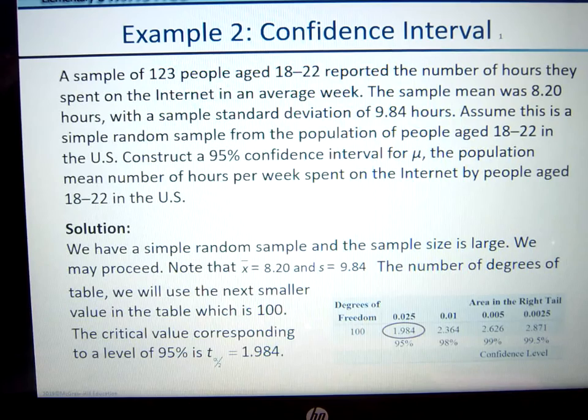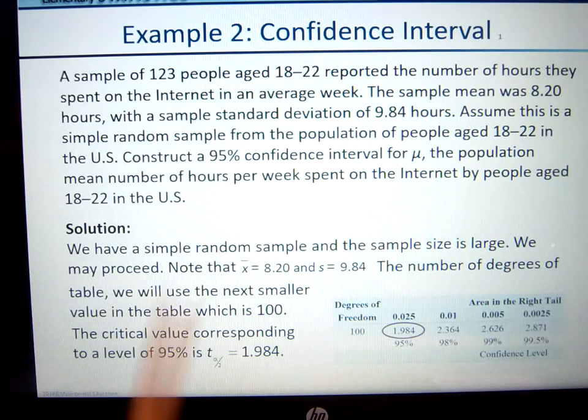Now, we have a simple random sample. We know that the sample size is large, so we can proceed. We have our X bar as 8.2 and our standard deviation as 9.84, which is given to us. The degrees of freedom in the table is not there because it's 123 and we only have up to 100. So we go to 100, which we're going to say, as much as I hate to say it as a mathematician, we're going to say close enough. So we're going to take 1.984.